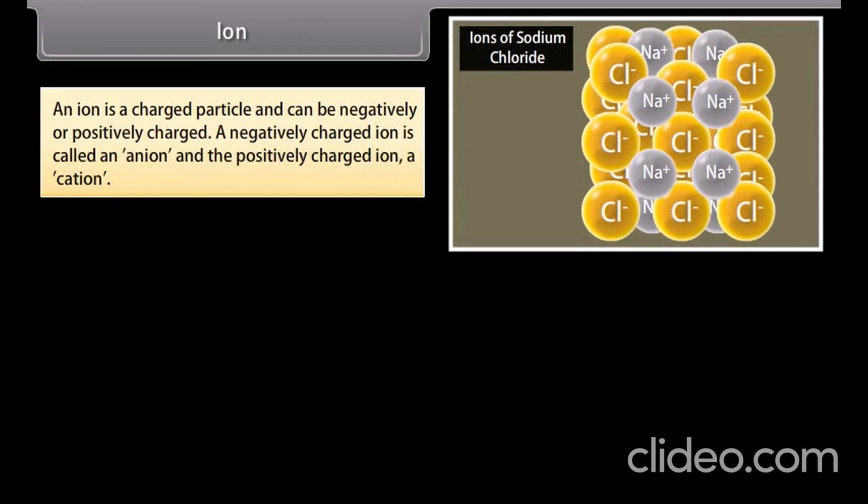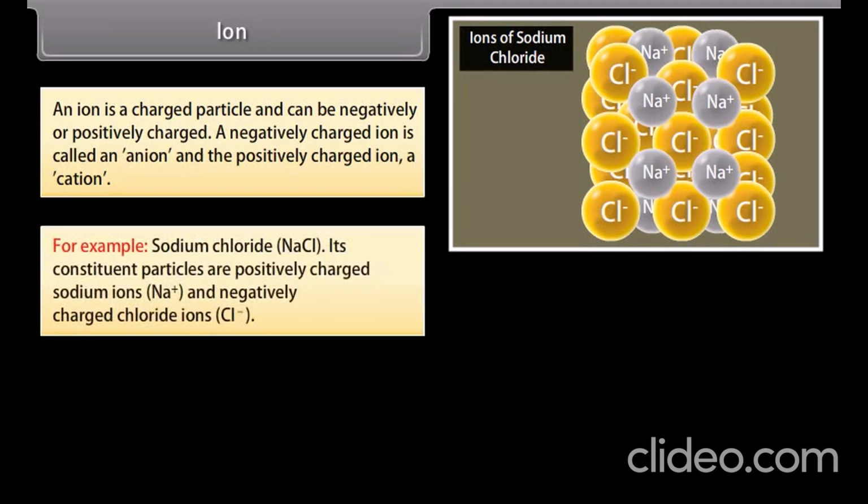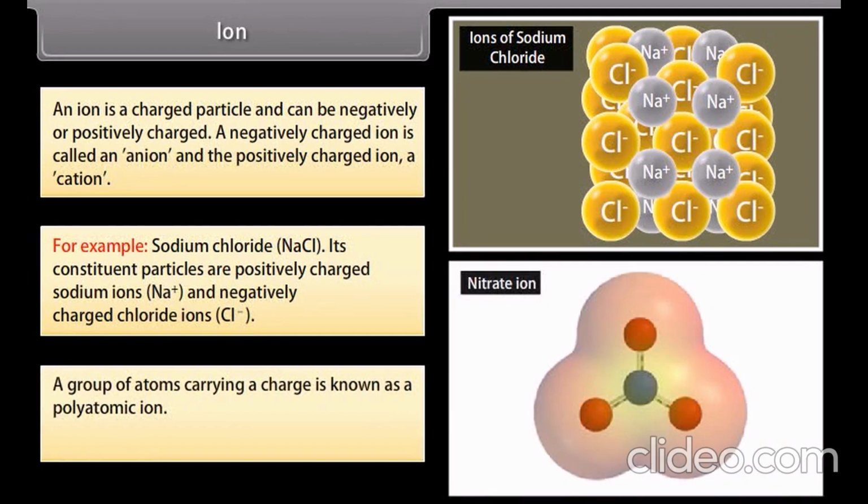Ion. An ion is a charged particle and can be negatively or positively charged. A negatively charged ion is called an anion, and the positively charged ion is called a cation. For example, sodium chloride. Its constituent particles are positively charged sodium ions and negatively charged chloride ions. A group of atoms carrying a charge is known as a polyatomic ion. Example, nitrate ion.